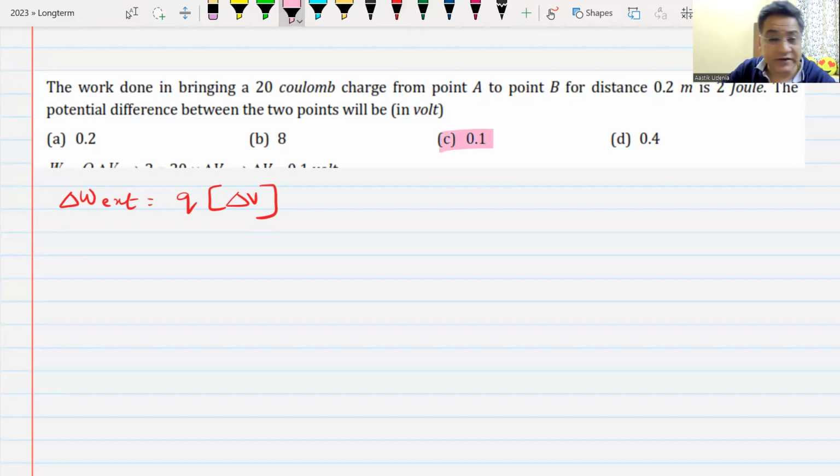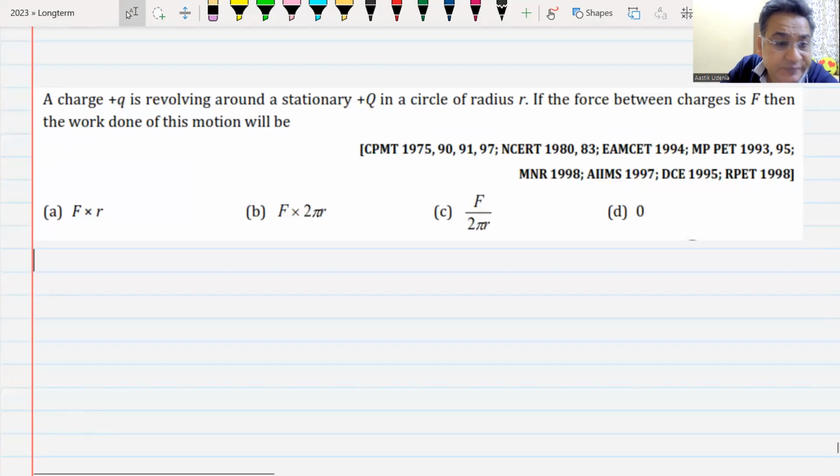I don't know what you are calculating for so long. Anyone understands this? We have forgotten the formula of work done and potential difference. Anyways, it was expected. So there is nothing that surprises me. This is the next question.